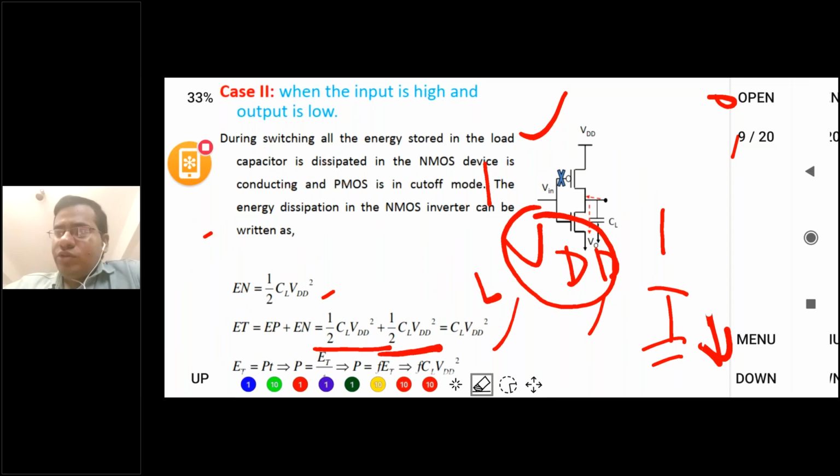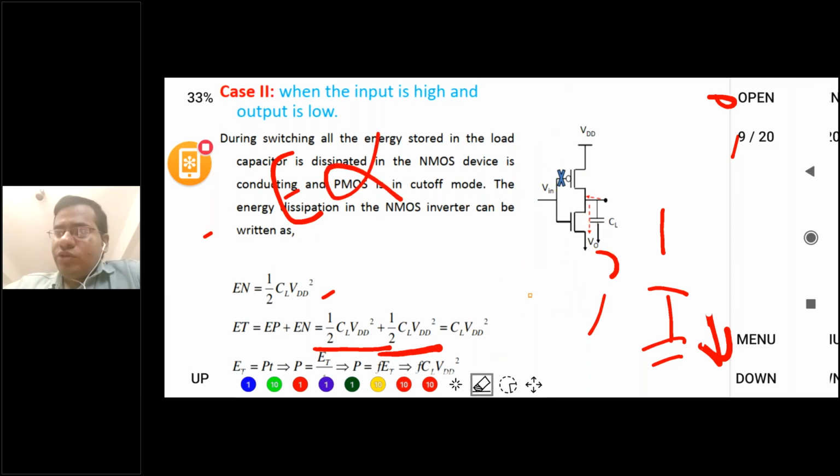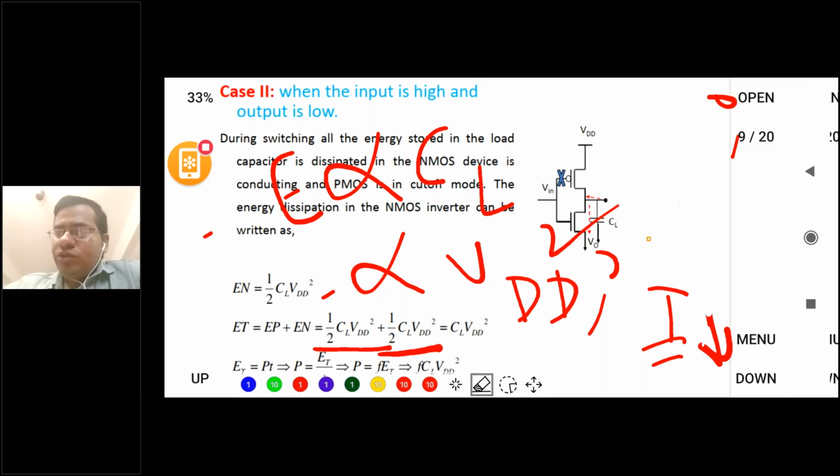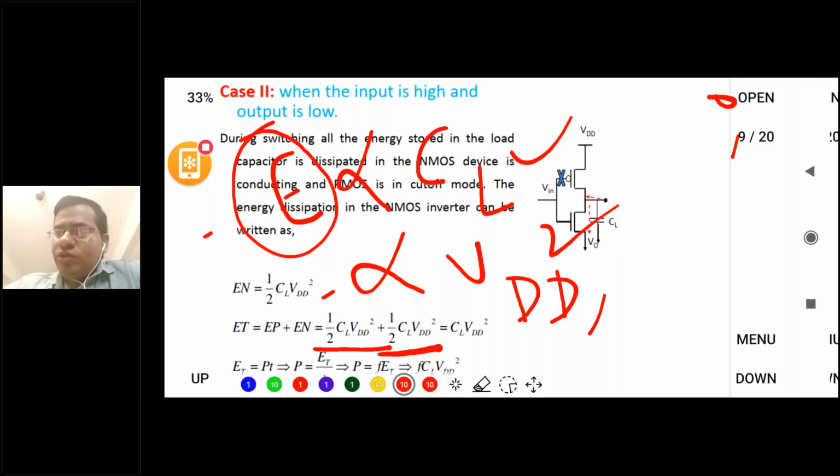If you talk about the factors, your energy dissipation is directly proportional to the load capacitor and directly proportional to VDD square. So these two parameters are directly related to energy consumption. This energy dissipation is directly proportional to CL and directly proportional to VDD square. So the load capacitor plays an important role, and VDD also plays an important role.